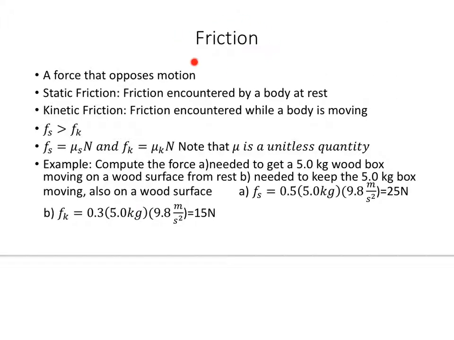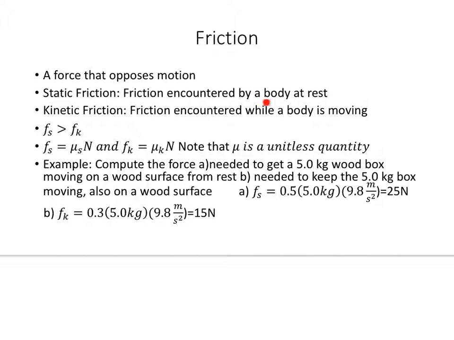Another quantity that we talked about a little bit, but haven't gone into too much detail, is friction. So friction is a force, and it always opposes the motion. So if the object is moving to the right, friction is acting to the left. If the object's moving to the left, friction is acting to the right. There are two kinds of friction: static friction and kinetic friction.